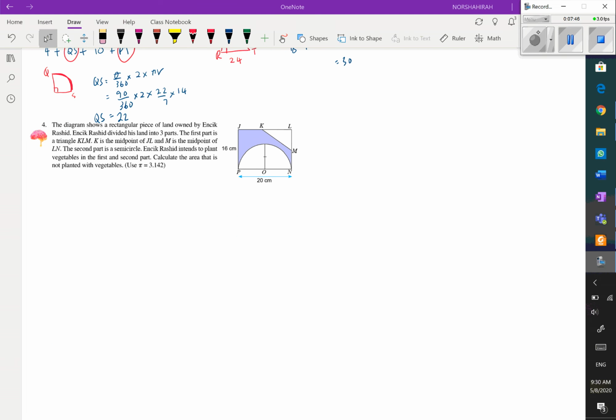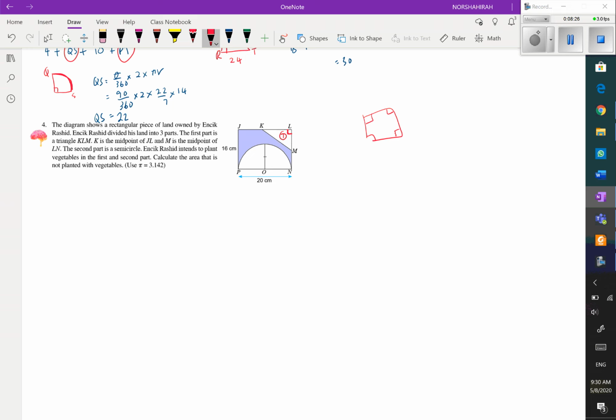Okay, last one. The diagram shows a rectangular piece of land owned by Encik Rashid. Encik Rashid divided his land into 3 parts. Daripada bentuk rectangle, dia bahagi pada 3 bahagian. The first part is a triangle, KLM. So, ini adalah right angle triangle. Kenapa? Sebab dia adalah rectangle, sudutnya semua 90 darjah. K is the midpoint of JL. M is the midpoint of LN.